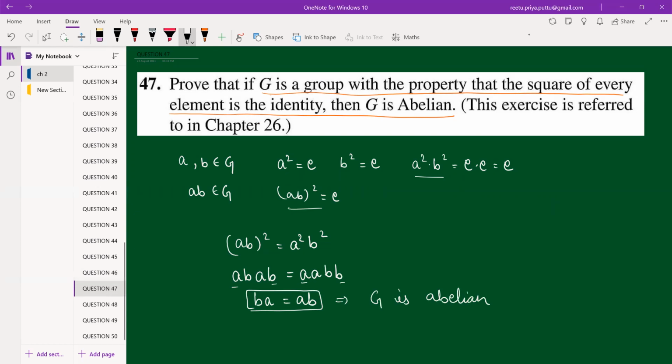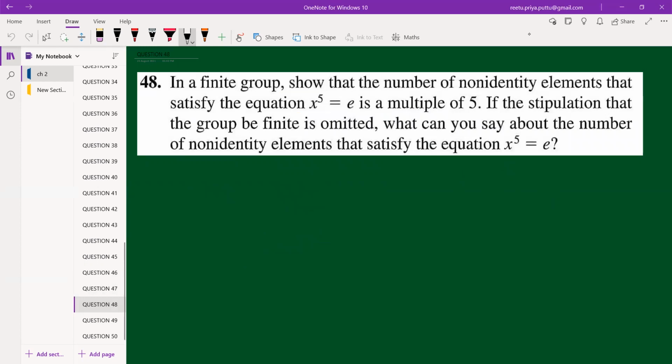Okay. Next, move on to question number 48. We have a finite group. We want to show that the number of non-identity elements that satisfy the equation x to the power 5 equals identity is a multiple of 5.